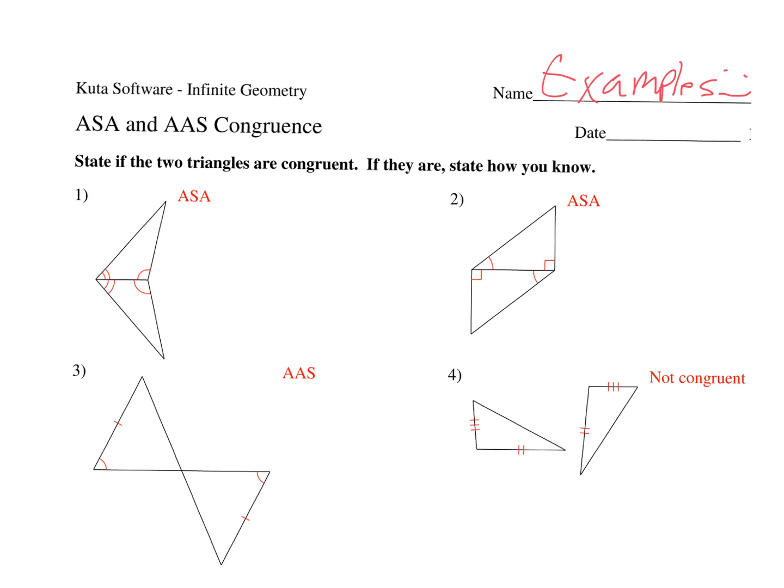Number 2, we see these are congruent. So we have angle, and then we have a side that's congruent, and then we have angles that are congruent. So that would be angle, side, angle.